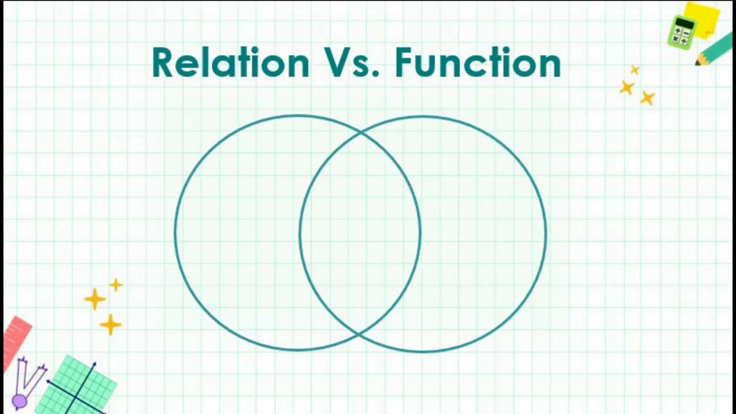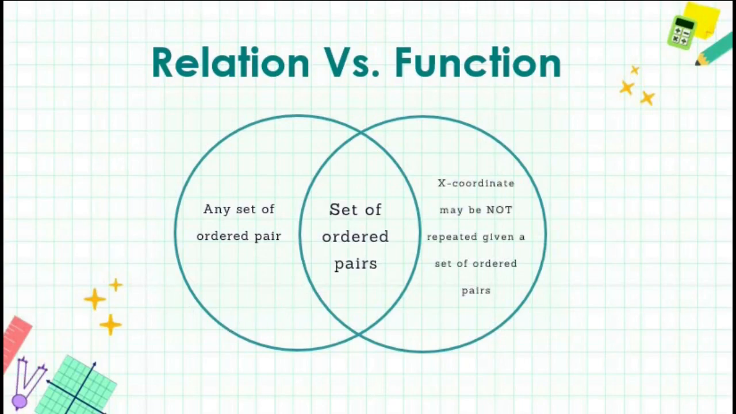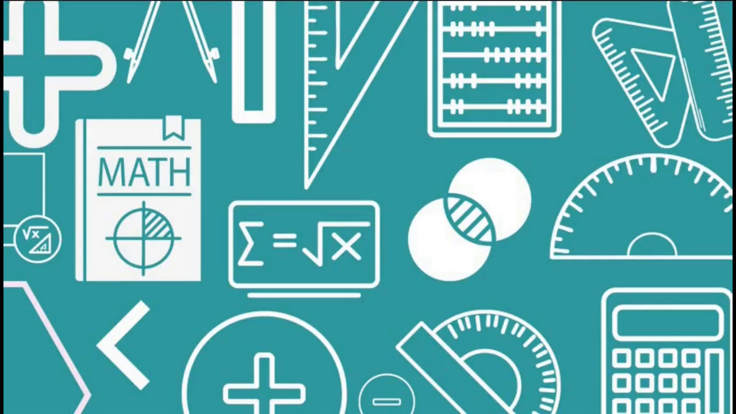So what is the similarity? First, they are both a set of ordered pairs. And how can we easily differentiate a relation from a function? A relation is any set of ordered pairs, whereas for a function, the x-coordinate should not be repeated given a set of ordered pairs. So basically, that is the major comparison between a relation and a function.